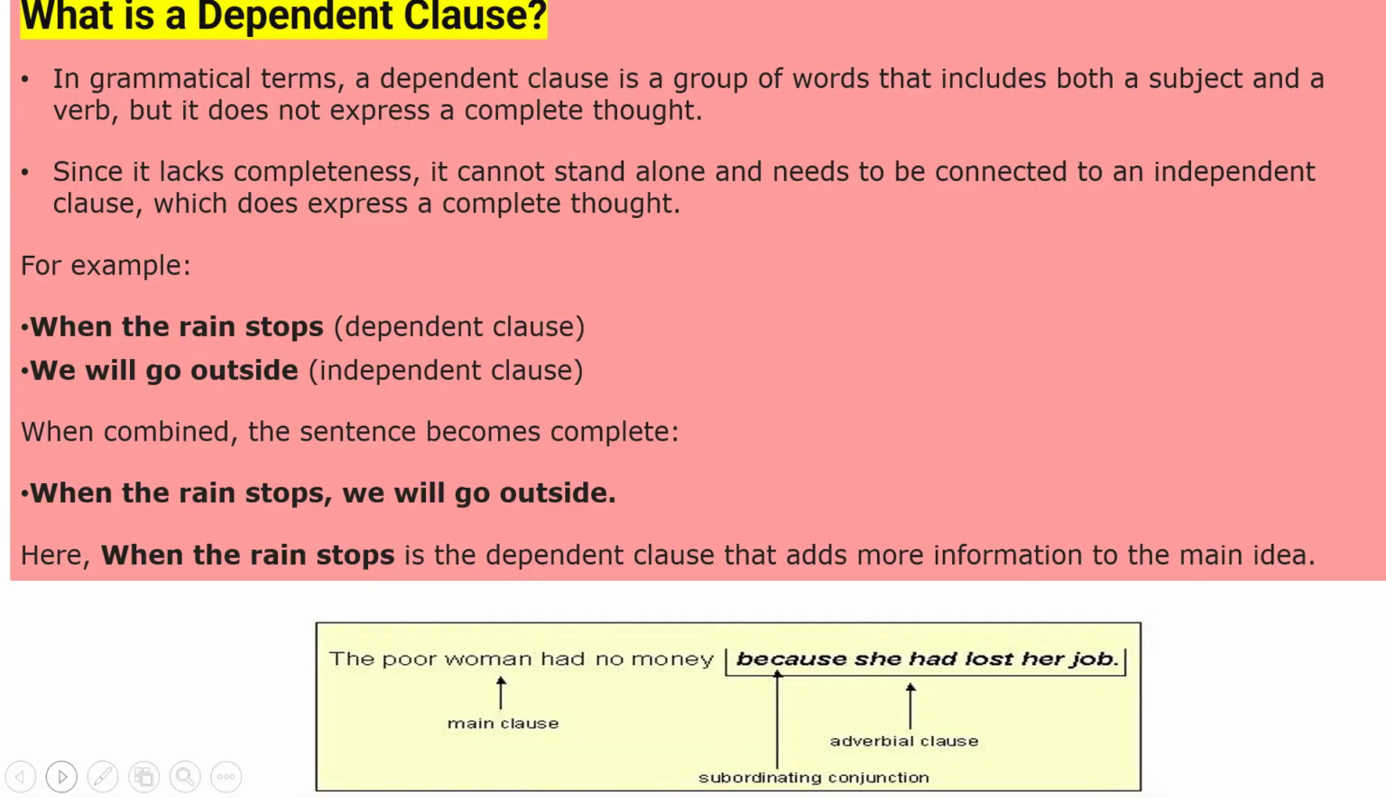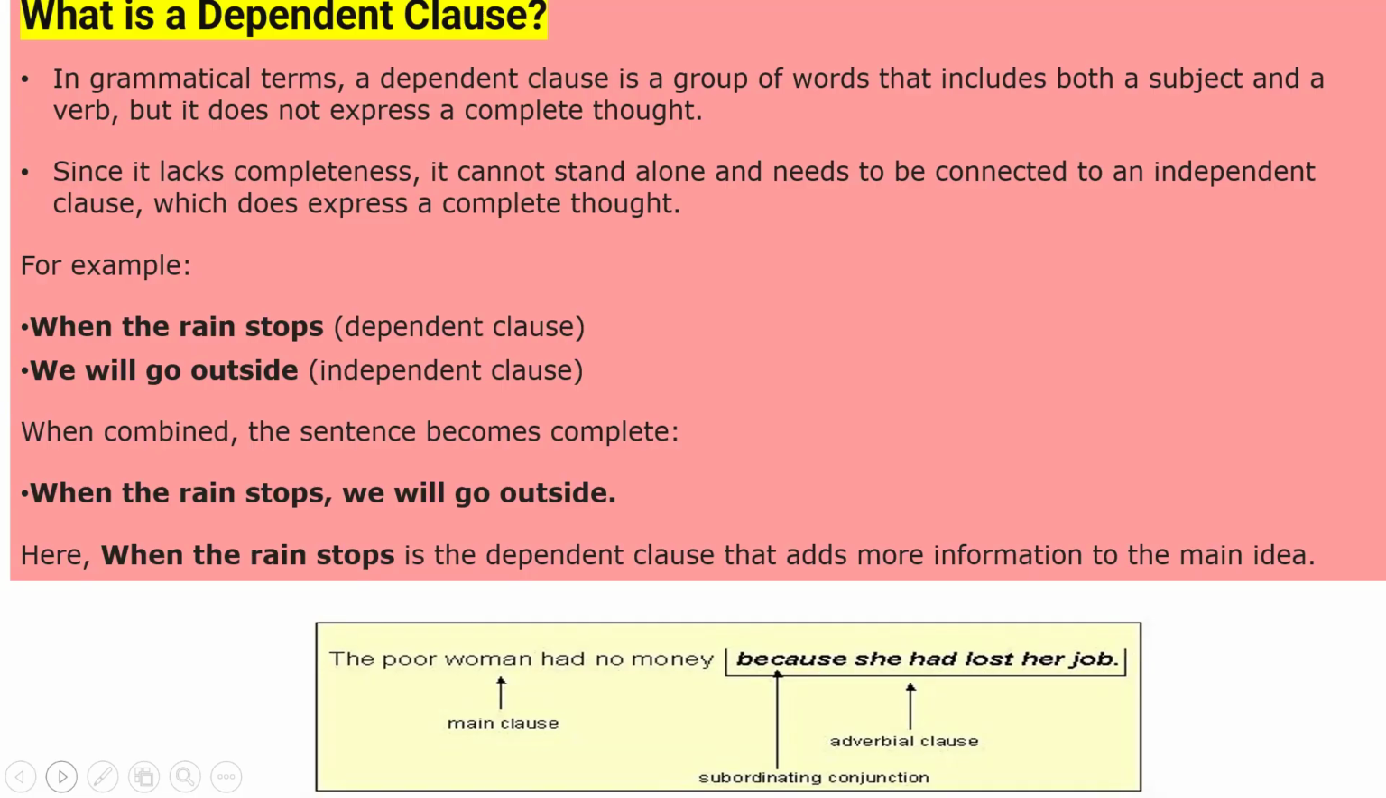We will go outside is an independent clause. Why? Because it is giving a complete meaning, a complete thought. So when we combine both these clauses, it becomes: when the rain stops, we will go outside. So when the rain stops is the dependent clause that gives more information to the main idea, we will go outside.